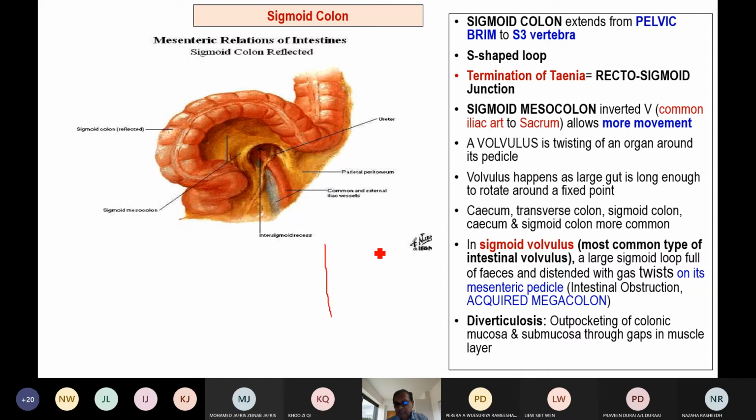has 4 layers. That means the muscularis and then submucosa, then mucosa. Suppose there is a gap here in the submucosa. If there is a gap over here, then the mucosa and submucosa go like this. The mucosa and submucosa go like a loop and they lie beneath the serosa. Even they go through the gap in the muscles also.